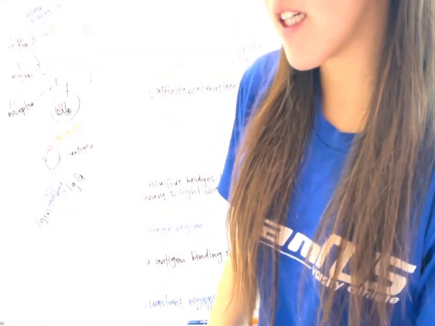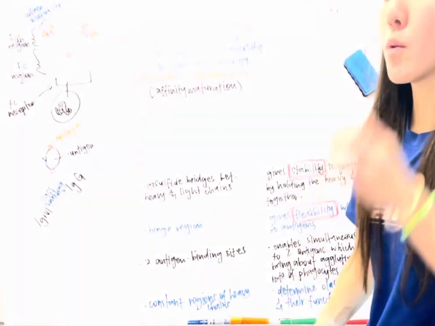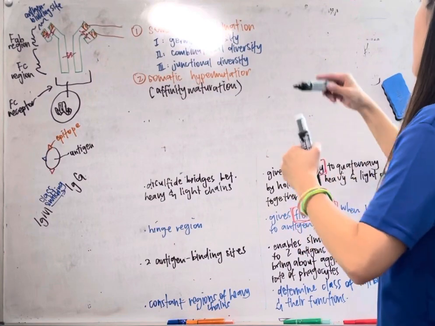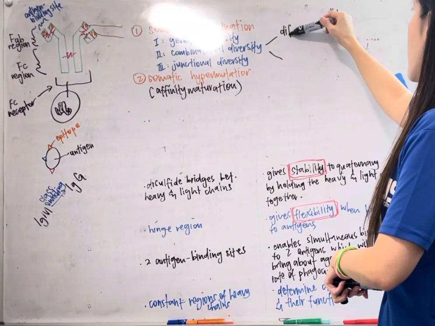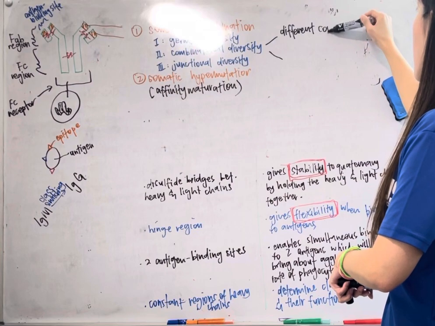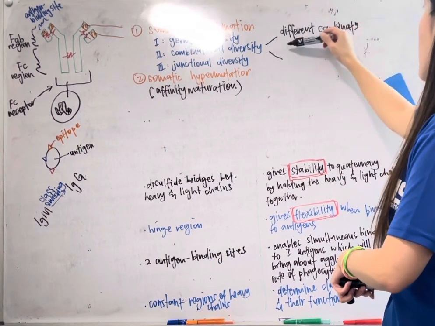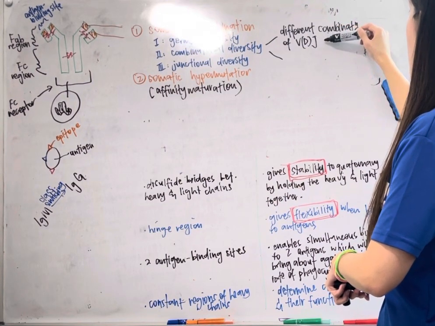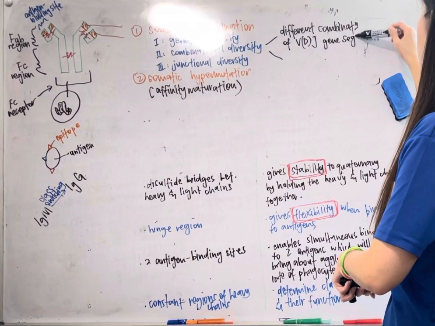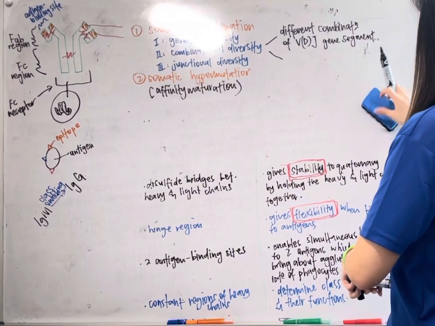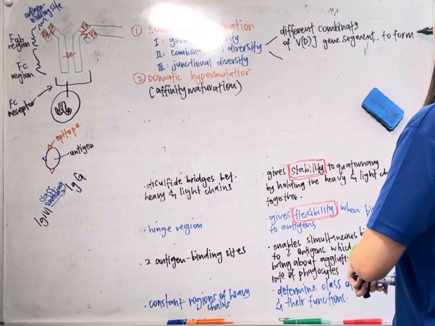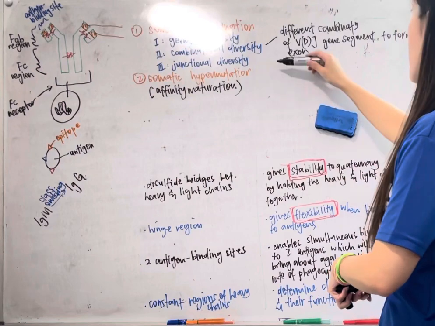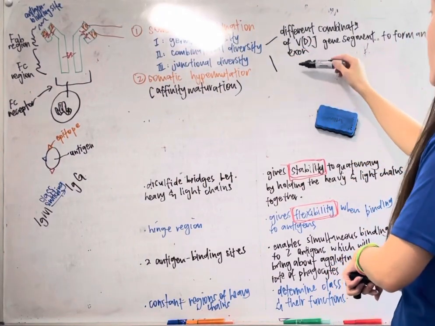Combinatorial diversity is based on 2 things. Number 1, your different combinations of V and J. They are combined together to form an exon. Later I'll explain. The other one is your different association of light and heavy chains.